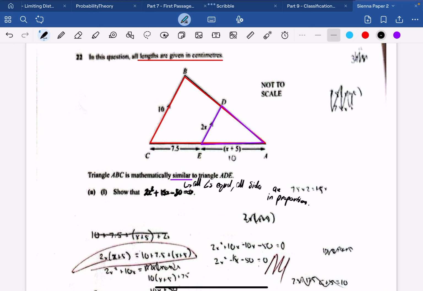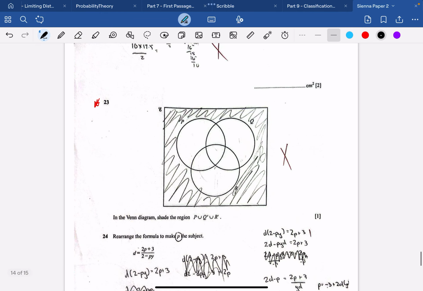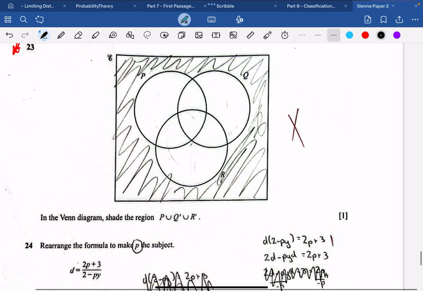I'll tell you what, I'll come back to this question in like 2 seconds. I'm just going to do the ones I know I can do straight away. So we come to the Venn diagram. So sorry about that. Sorry for the long pause.